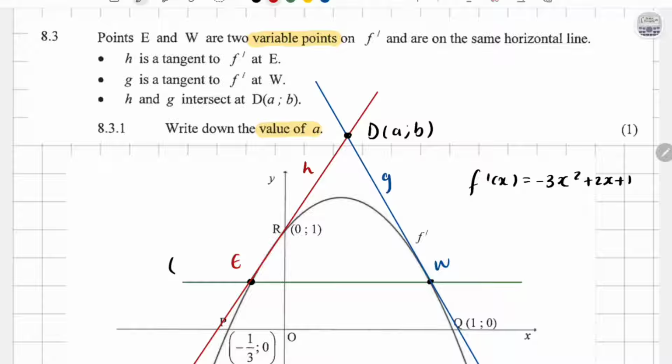Because of that, I can call this one P, and then the y value, let's just call that Y. With the other point as well, I don't know what its x value is, so I'll just call that Q. The other point, I'm also going to call Y, just to really emphasize that the Y values are going to be exactly the same. It's interesting that they don't ask for B. They only ask for A.